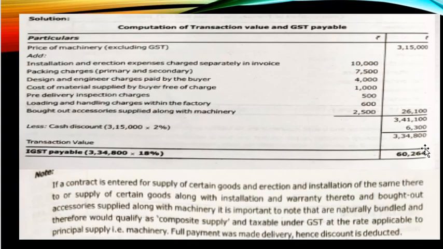So the transaction value is 3,34,800 into 18%, which will give you 60,264. So now I hope you understood this problem. The note is what I have explained. You can read out the note which is given here. It is similar to what I have explained for composite supply and mixed supply. The difference, why we are taking the principal rate, will be explained in this note.